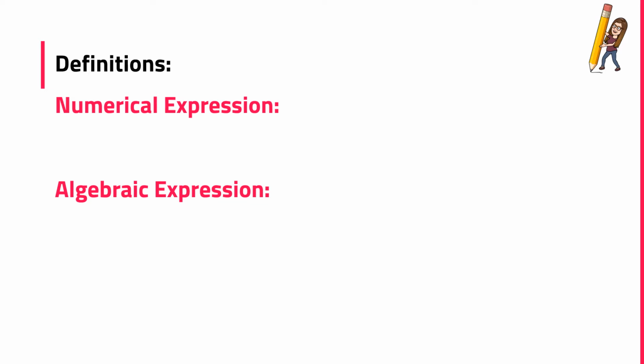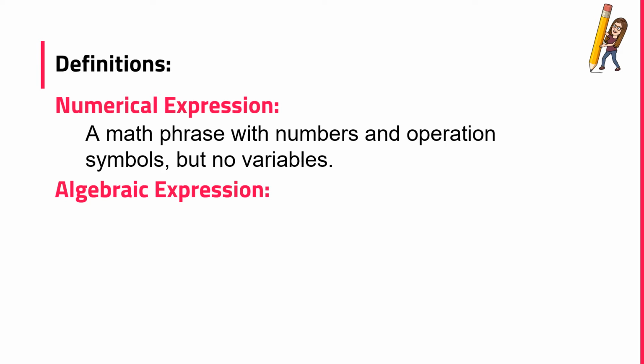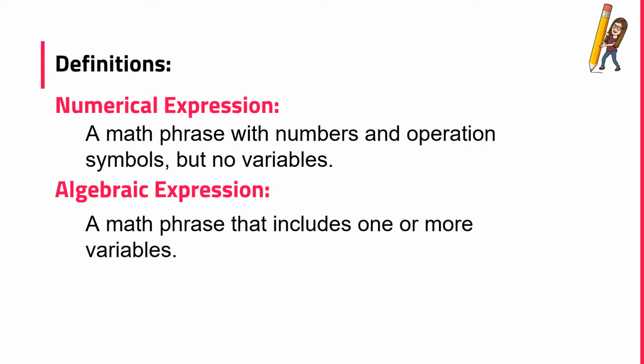Let's talk about these two types of expressions. A numerical expression is a math phrase with numbers and operation symbols, but no variables. An algebraic expression is a math phrase that includes one or more variables.